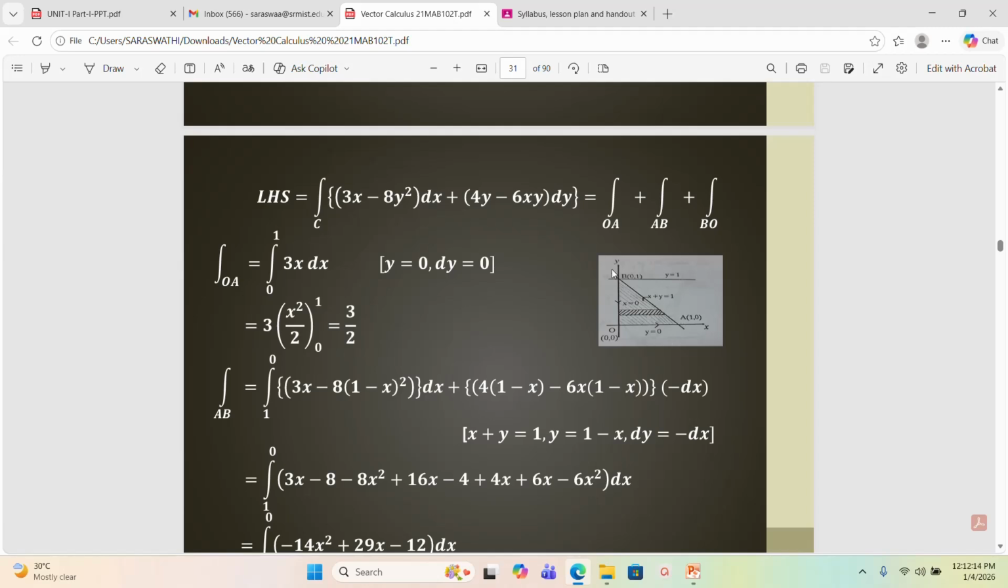Next, for the equation AB, here the equation is given x plus y is equal to 1. So we can take either x is equal to 1 minus y or y equal to 1 minus x. If it is y equal to 1 minus x, what is dy? dy is equal to minus dx. So substitute those values in this.